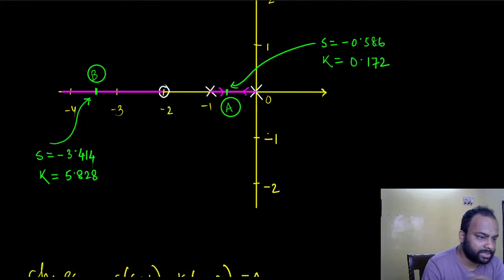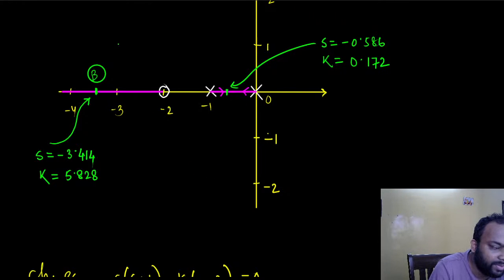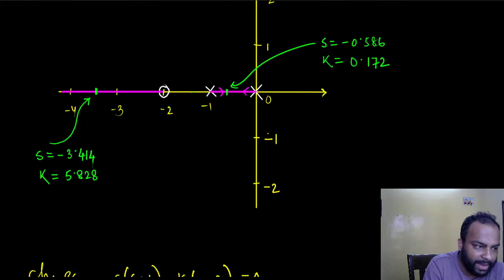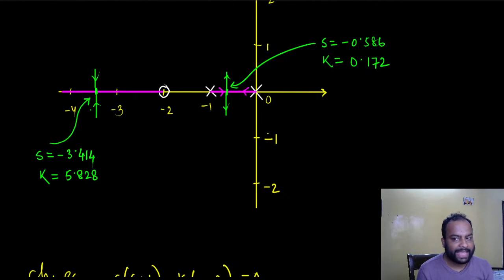Nice. So we haven't yet completely used up our rule number 3. There is one more thing we have to understand about rule number 3. The angle of breakaway and break-in. Here, the angle at which the poles would break away would be 90 degrees here, 90 degrees here, infinitesimally. So the very angle at which the breakaway happens would be 90 degrees. And the very angle at which the break-in happens would also be 90 degrees.